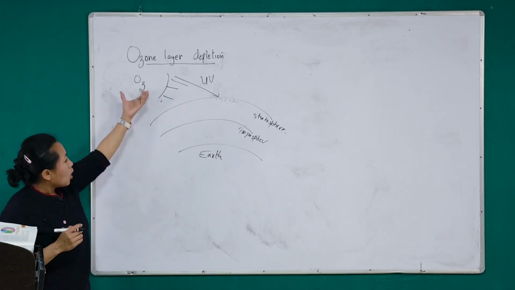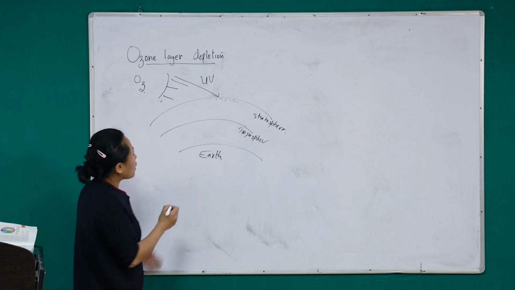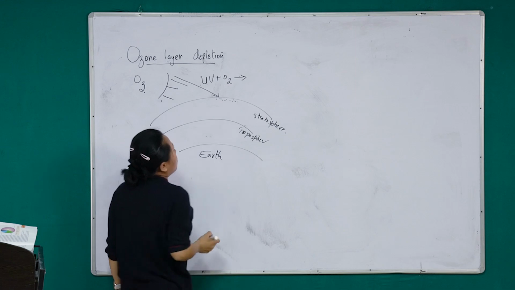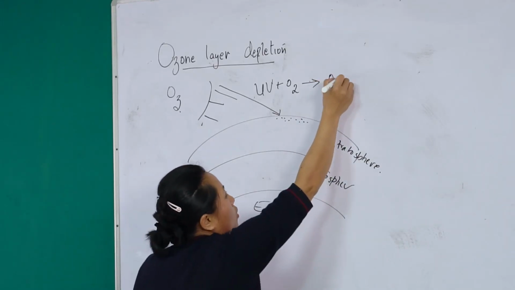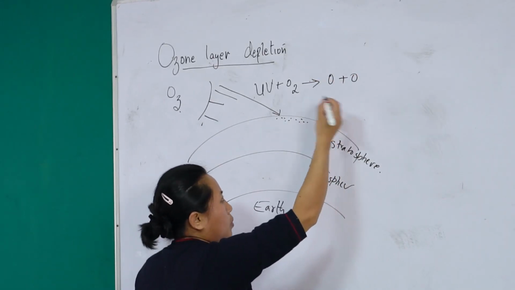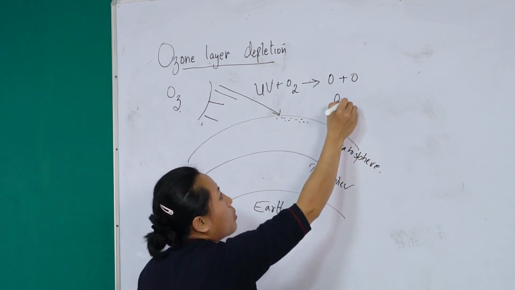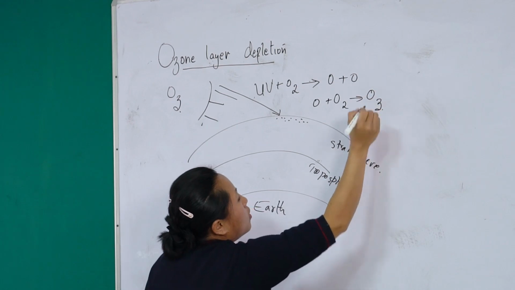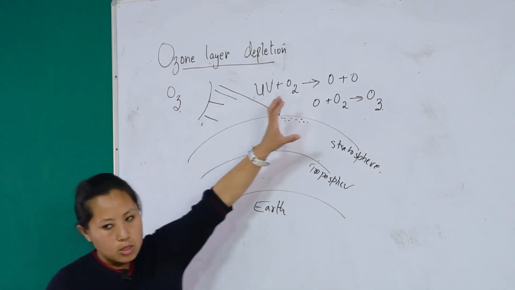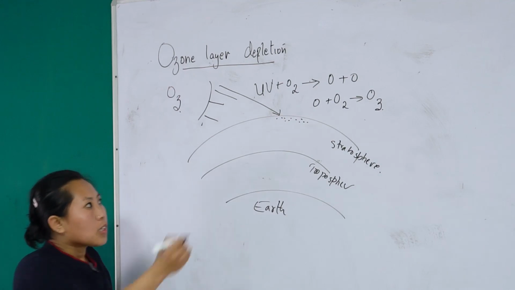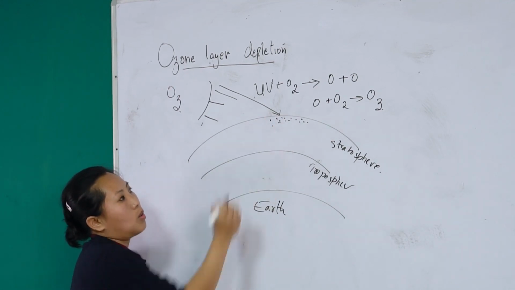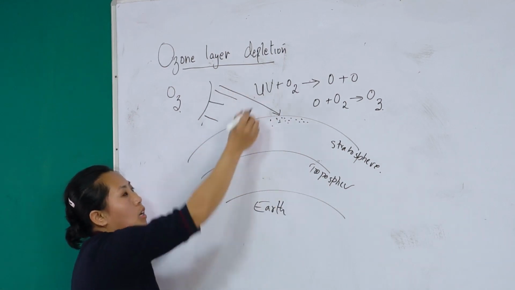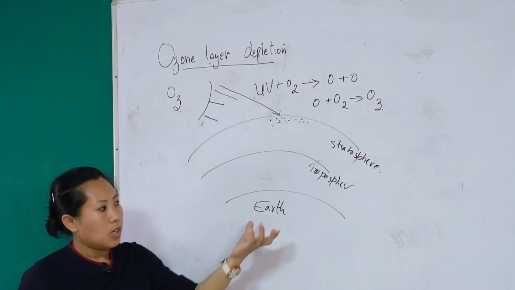This ozone is formed naturally in the atmosphere when ultraviolet rays come in contact with a molecule of oxygen. It breaks up into two atoms of oxygen, which combine with a molecule of oxygen to form ozone. So this is how ozone is formed naturally in the atmosphere, and this layer of ozone is present in the stratosphere and protects the Earth from ultraviolet rays.